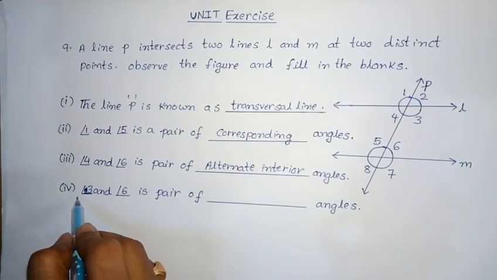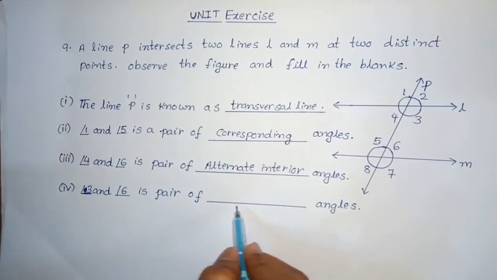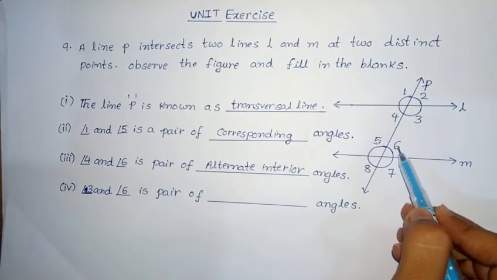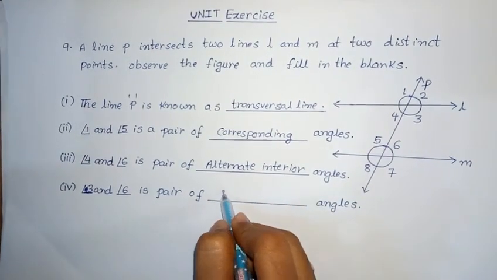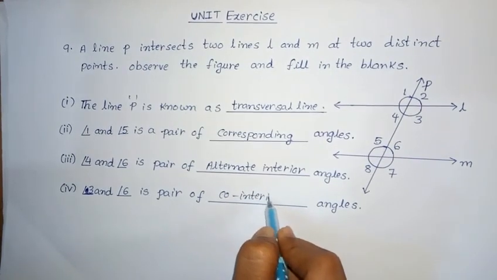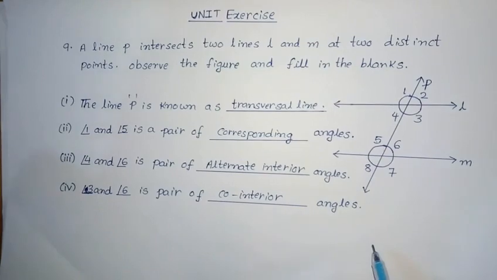Next one, the fourth one. Angle 3 and angle 6 are a pair of dash angles. This is angle 3, this is angle 6. These two are interior angles and also lie on the same side of the transversal line. So angle 3 and angle 6 are said to be co-interior angles. So the answer is co-interior angles. This is the solution for the 9th problem.